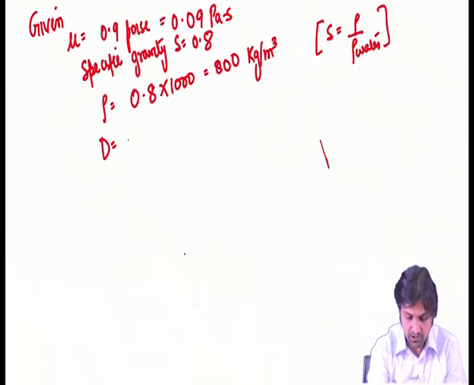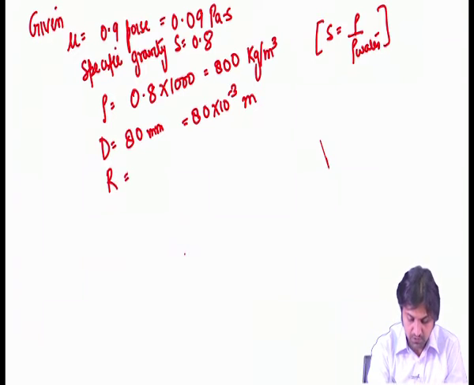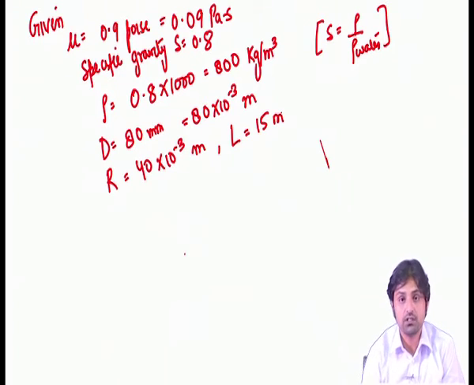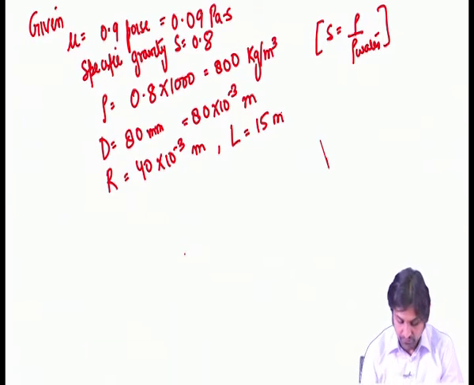Diameter we know is 80 millimeters, or 80 into 10 to the power minus 3 meter. R is 40 into 10 to the power minus 3 meter and length L is given as 15 meters. So, these are the things that we already know from before.